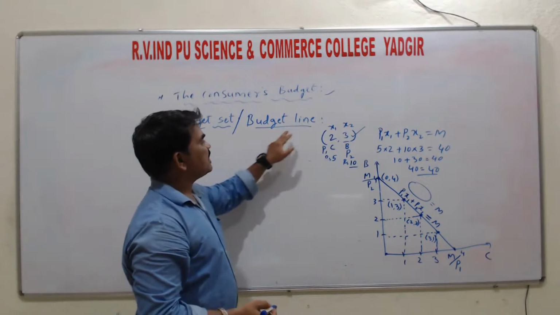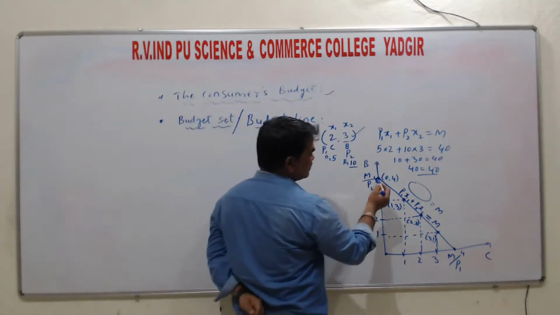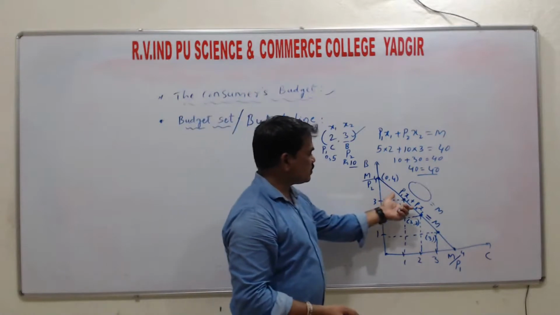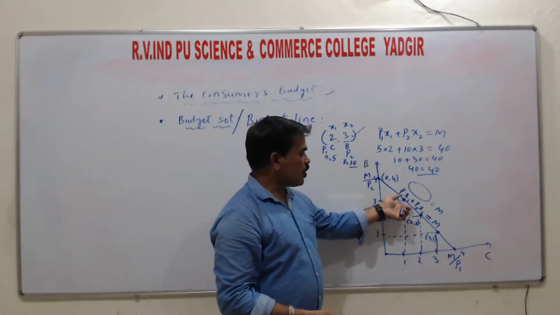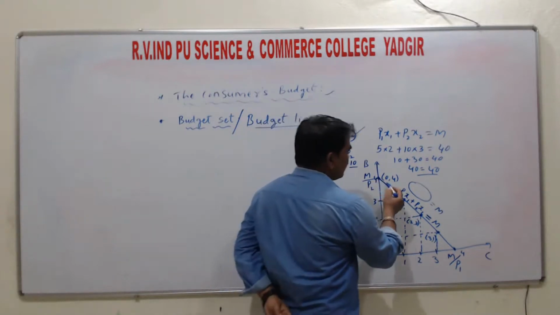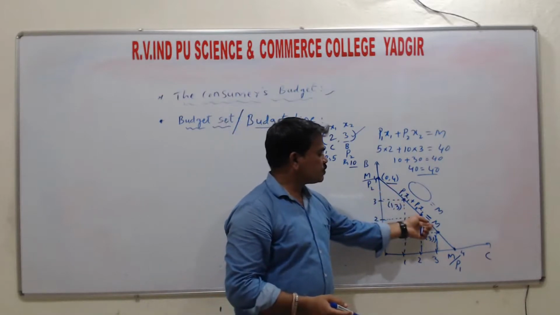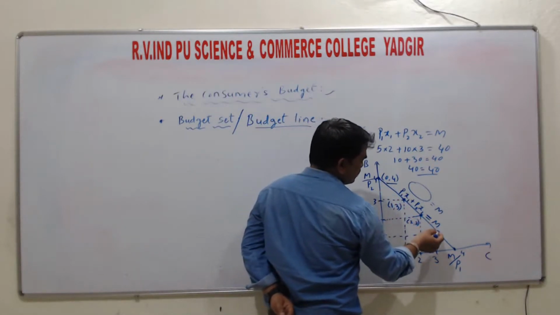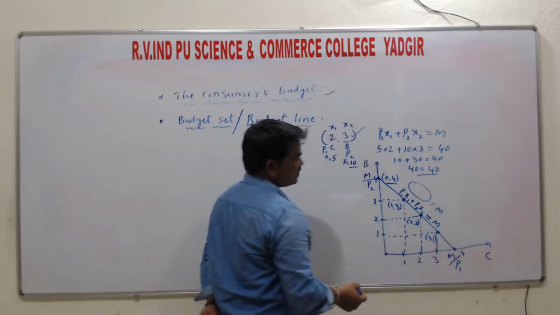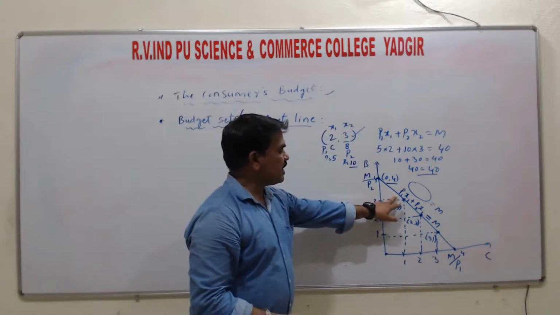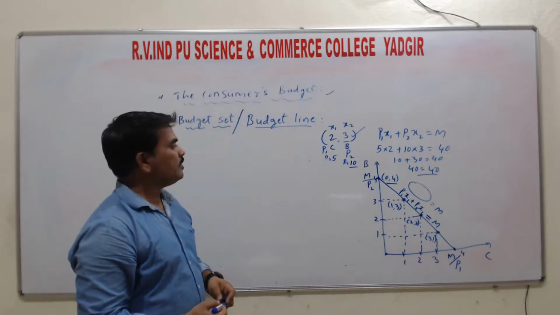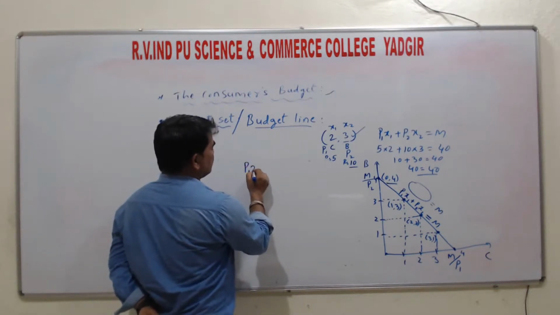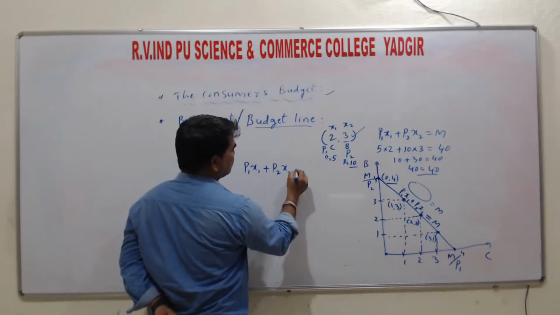And what do you mean by budget line? If the cost of the bundle equals the income of the consumer, then those are the bundles we have. If we join those bundles, then we'll get a line that we call the budget line. Fine. And we saw this formula as well. To get this budget line, the cost should always be equal to M.